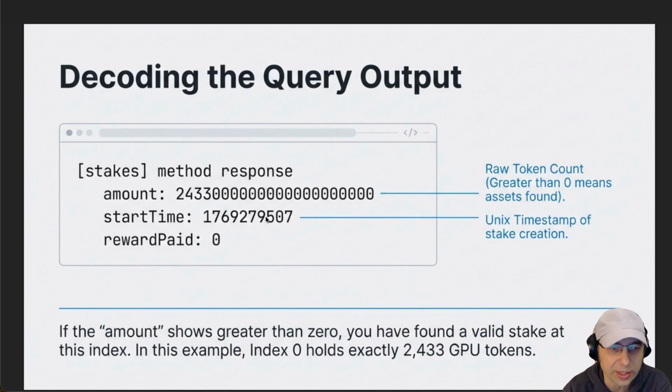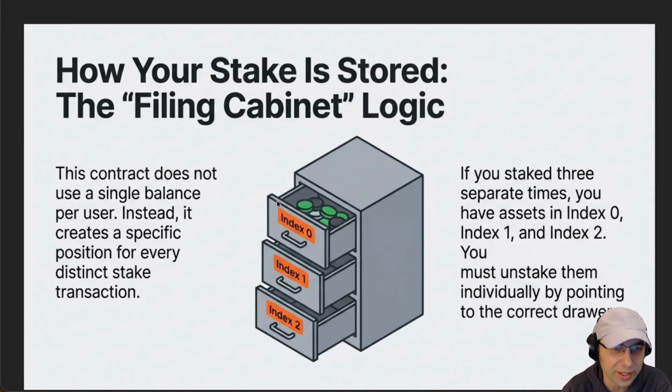So maybe it is locked in time, and that's maybe a reason why you can't unstake your tokens. If the amount shows greater than 0, you have found a valid stake at this index. In this example, index 0 holds exactly 2,433 GPU tokens, and if it shows the amount of tokens that you have staked, then you have found the right cabinet, the file cabinet.